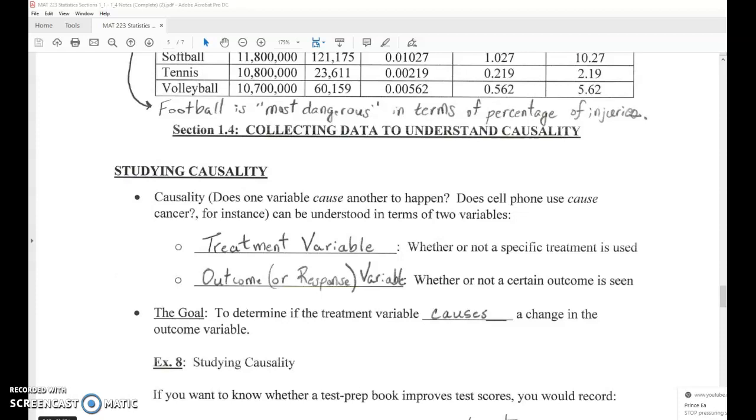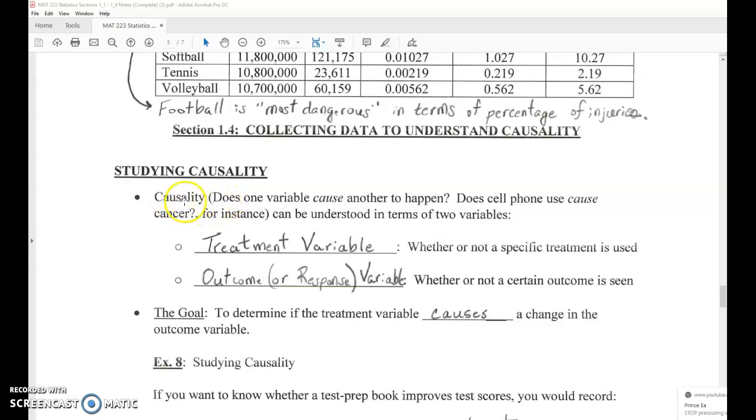Okay, welcome back. We're in the middle of page 5 of our statistics class notes. We're starting section 1.4, collecting data to understand causality. So studying causality, well, first of all, what do I mean by causality?